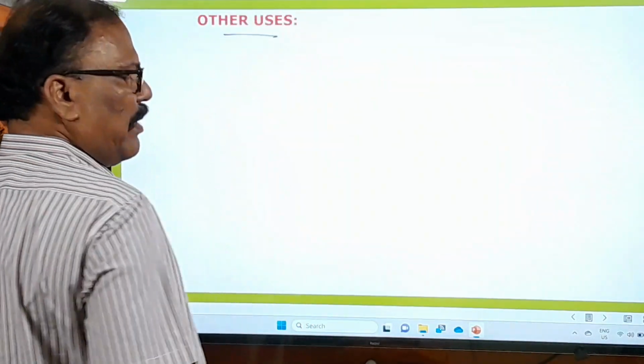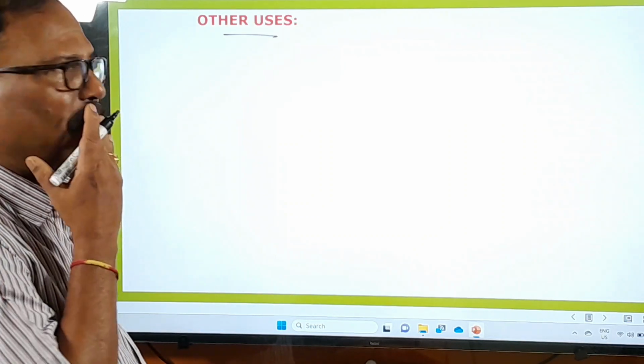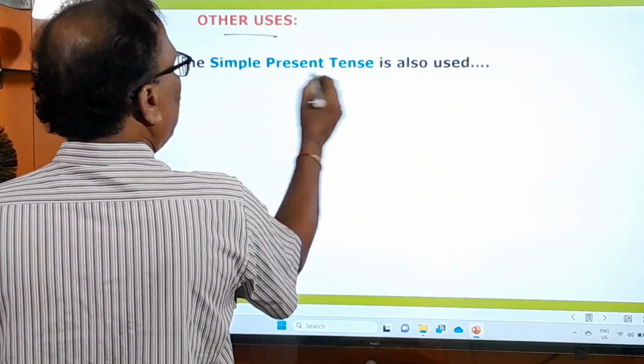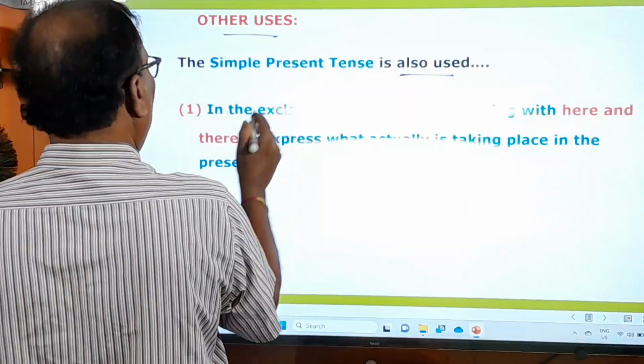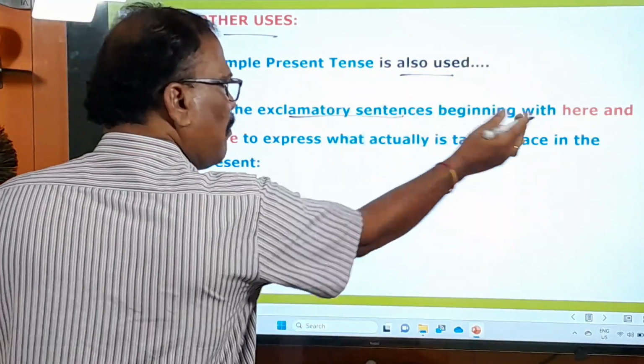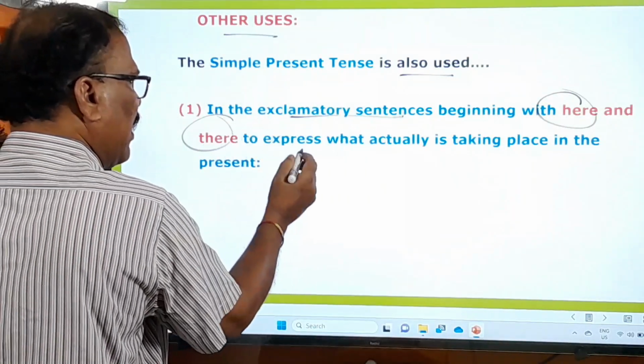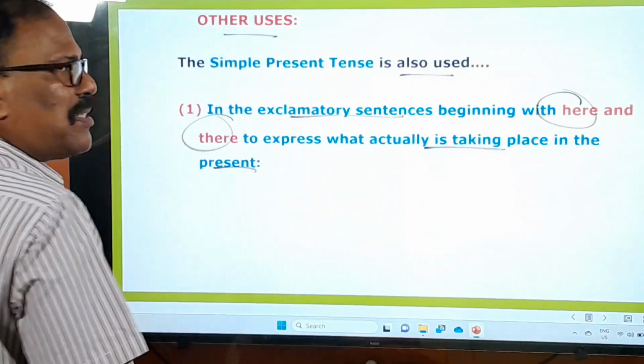Other uses are there. Very quickly I go over these other uses. Please I don't go deeply into the rules. Simple present tense is also used. What is that? In the exclamatory sentences beginning with here and there. Okay, in the exclamatory sentence beginning with here and there to express what actually is taking place present.